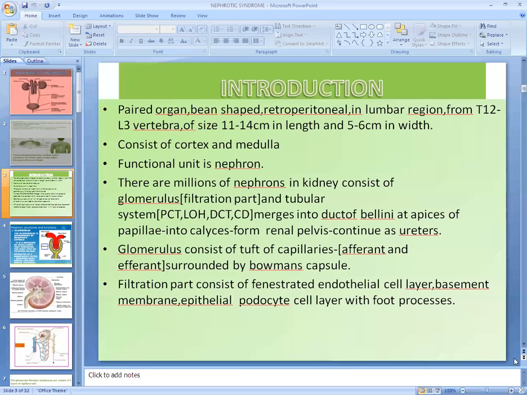So this is in short the introduction about your kidney. Then and then only you can understand about the nephrotic syndrome. So before that you should know a little bit about anatomy, physiology, and histology of the kidney.